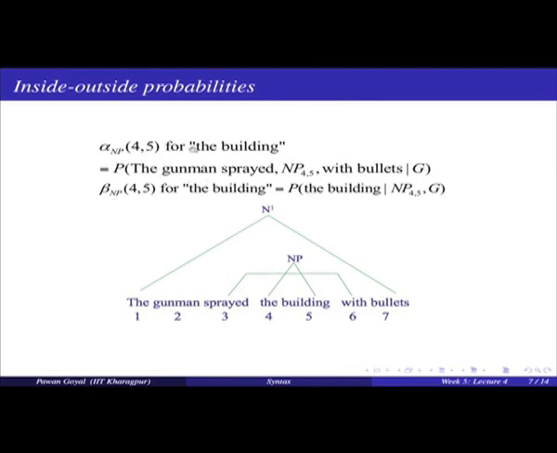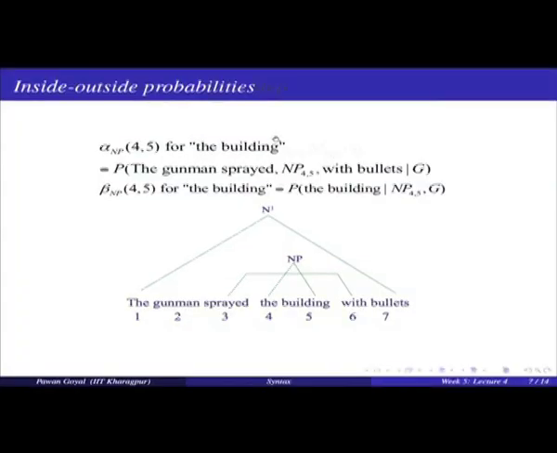So, this is what we have defined. The outside probability alpha NP 4 5 would be the probability of the sequence "the gunman sprayed NP 4 5 with bullets" given my grammar, and the inside probability beta NP 4 5 would be the probability for deriving "the building" given NP 4 5 and the grammar. Now, this is just the definition of inside and outside probabilities.